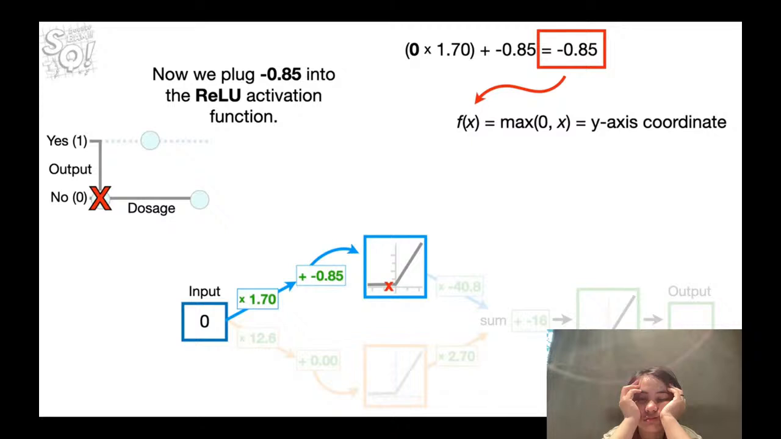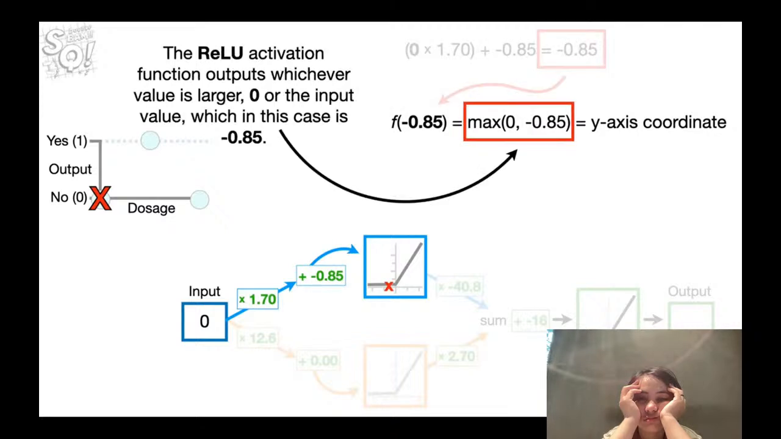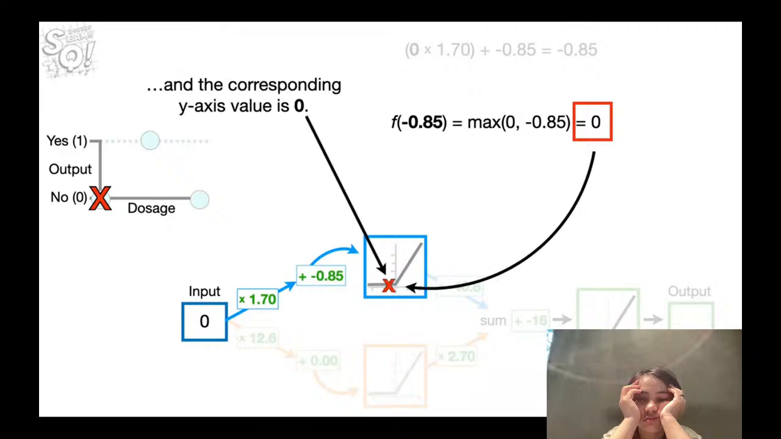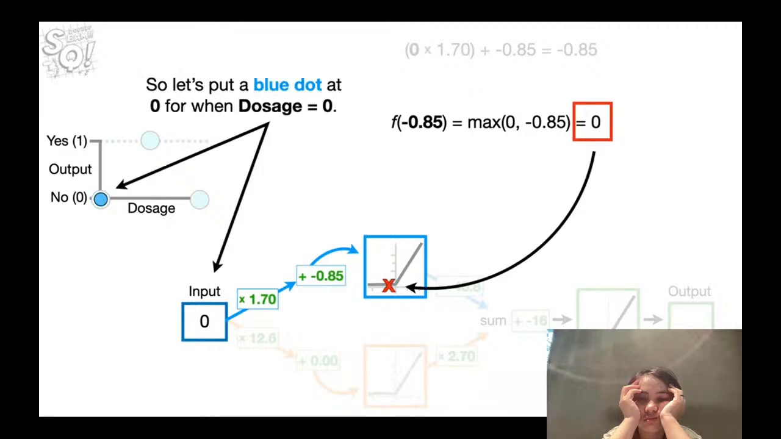Now we plug negative 0.85 into the ReLU activation function. The ReLU activation function outputs whichever value is larger, 0 or the input value, which in this case is negative 0.85. And because 0 is greater than negative 0.85, the output from the ReLU activation function is 0. And the corresponding y-axis value is 0. So let's put a blue dot at 0 for when dosage equals 0.